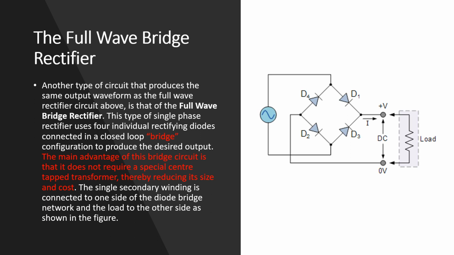The main advantage of this bridge circuit is that it does not require a special center tap transformer, thereby reducing its size and cost. So this is the main advantage of using a bridge in place of a center tap full wave rectifier. The single secondary winding is connected to one side of the diode bridge network and the load to the other side as shown in the figure.